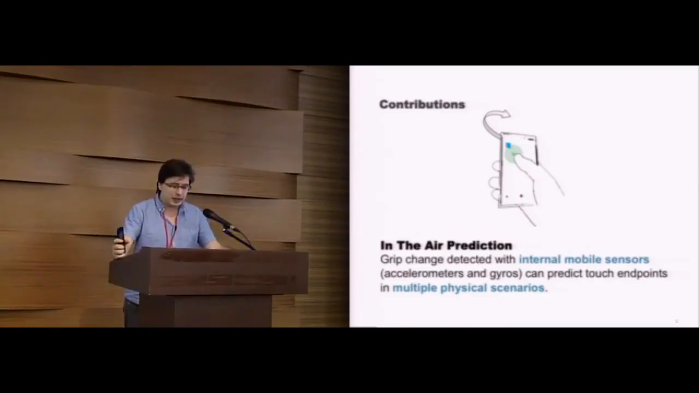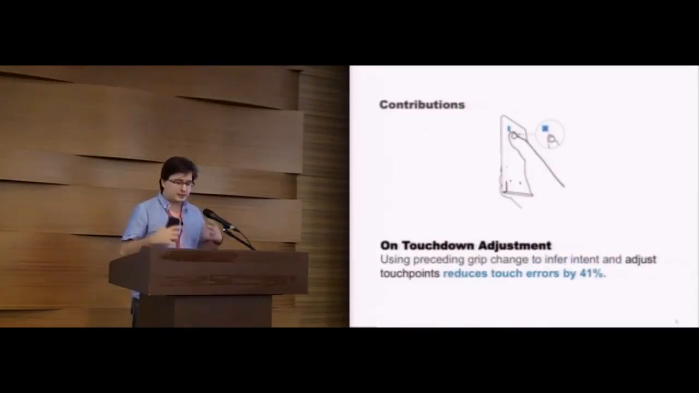I'll cut to the chase and tell you what we found, and then I'll take a step back. In terms of in-the-air, or en route, prediction, we found that using grip change detected with accelerometers and gyroscopes can predict touch endpoints in multiple physical scenarios, both static and more dynamic ones, like interacting while on a bus or while walking. Once they've already touched down, we can use the preceding grip change to infer intent and adjust the touch points, and this leads to an easy 41% reduction in touch errors across all the different physical conditions.